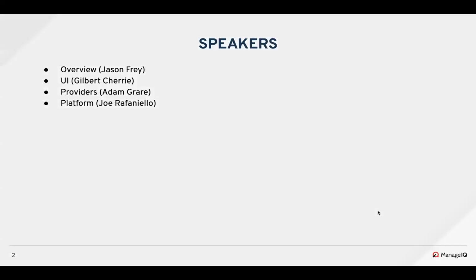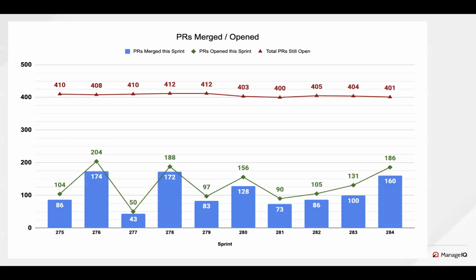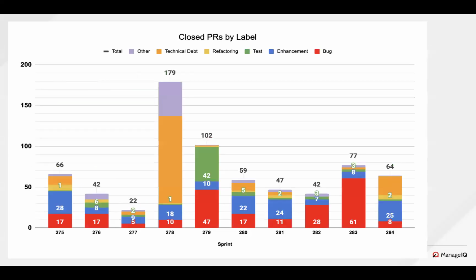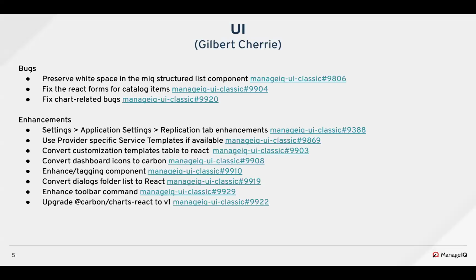Let's get started. I'll start with the overview, Gilbert on the UI, Adam on providers, and Joe on the platform. This sprint, we had 160 PRs merged, and by label, mostly technical debt and enhancements with a couple bugs in there as well. And over to Gilbert on the UI.